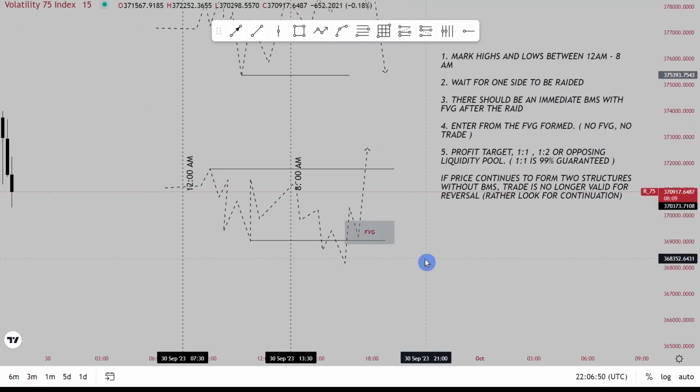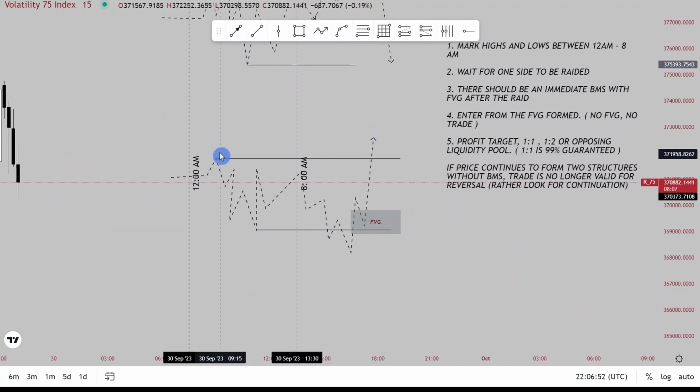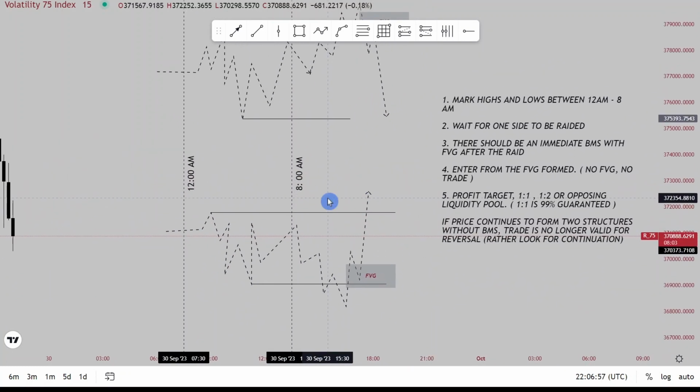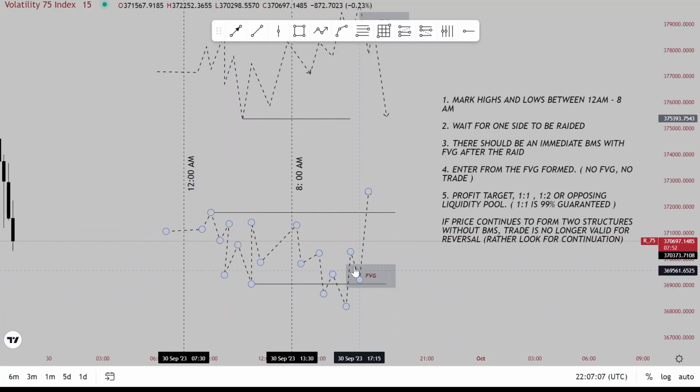Now let's look for the bullish scenario. So highs and lows between 12 to 8, right? You mark highs and lows between 12 to 8. We wait for one side to be raided. Now we raided the low. We have an immediate market structure shift with what? A fair value gap. That's where we enter from. You can take profit at 1:1, 1:2, or this short-term highs or buy side liquidity.